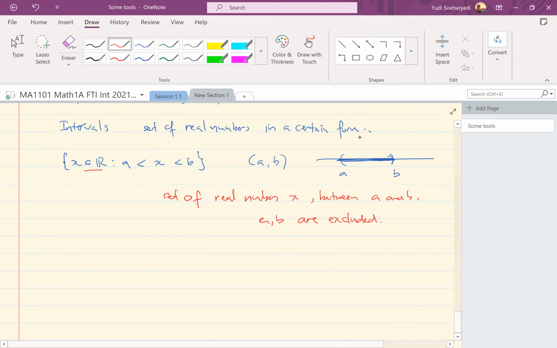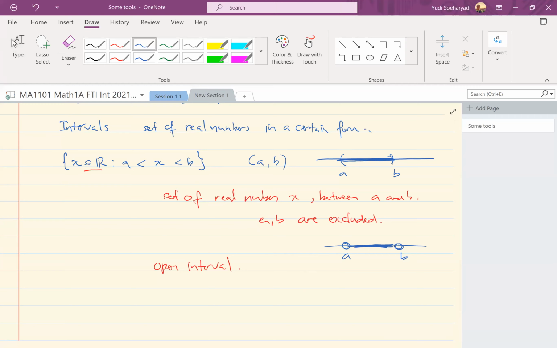Or we may sometimes also use this notation here. So A, B, draw a hole there. Okay. So this is called the open interval.